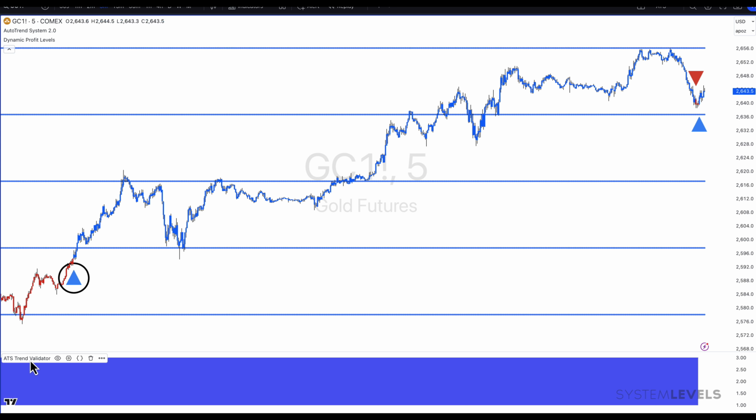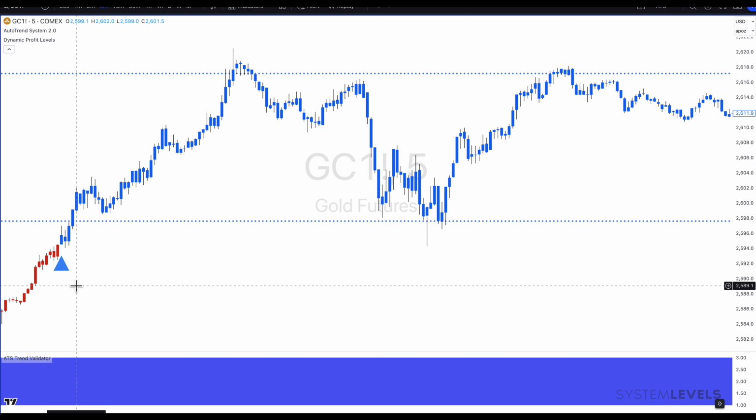So I like to compose my trades using different levels of confluence. One way is to use the higher time frame to guide me in taking trades in the lower time frame. And that's exactly what we did here. We got our long signal.